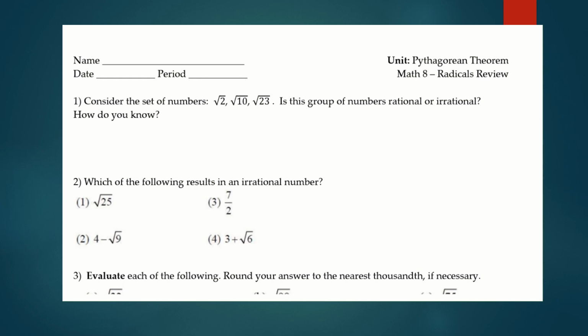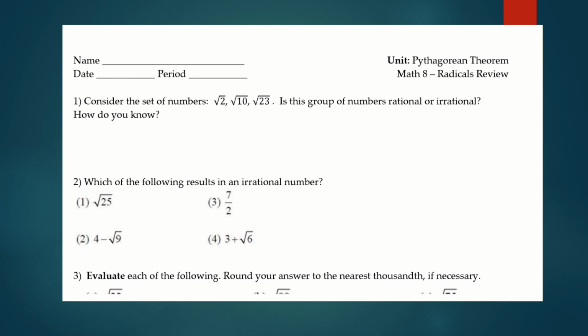The first question asks us to consider the set of numbers: square root of 2, square root of 10, and square root of 23. Is this group of numbers rational or irrational? And how do you know? Rational numbers are integers, so positive or negative whole numbers and 0. They're also decimals that end or terminate or repeat. Now irrational numbers are decimals that do not end and do not repeat.